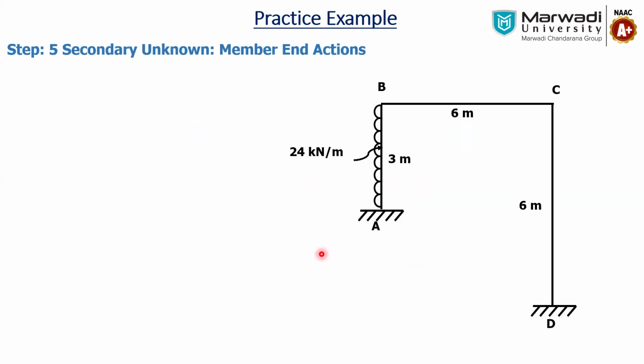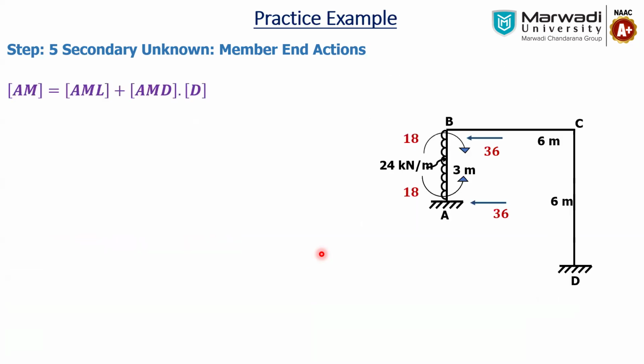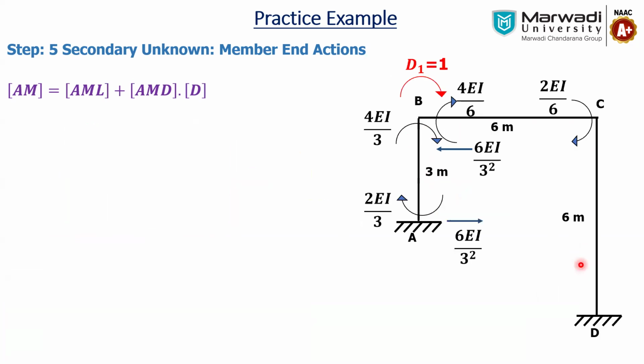Now we have to find out the member end actions. Like we have done previously, in sequence we have to consider all moments in the clockwise direction: AM1, AM2, AM3, AM4, AM5, and AM6. For this we have two things, AML and AMD. For AML we will consider the fixed end moment figure. In the sequence we will write, as 18 is anti-clockwise, so minus 18, 18, 0, 0, and the remaining two also 0.